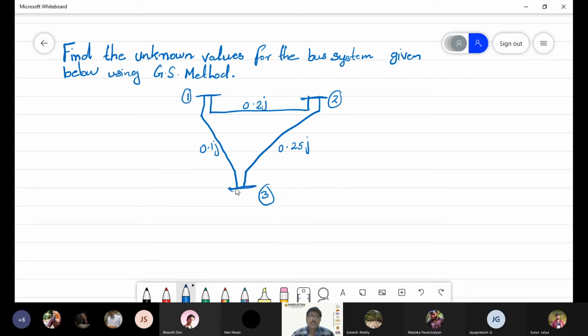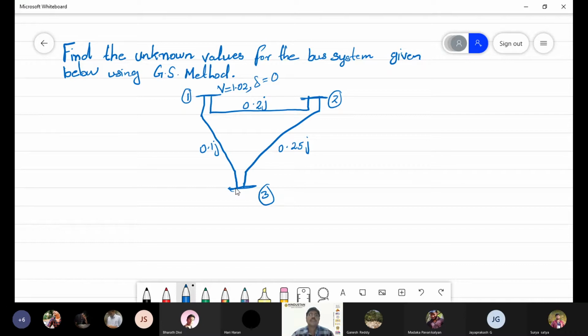Some more values are specified here. The bus 1 voltage is specified, that is equal to 1.02. I hope you can see. And they specify delta equal to 0. So just by seeing the bus itself, you can easily understand it is a slack bus, swing bus or reference bus, since the voltage and the phase angle or rotor angle are given.